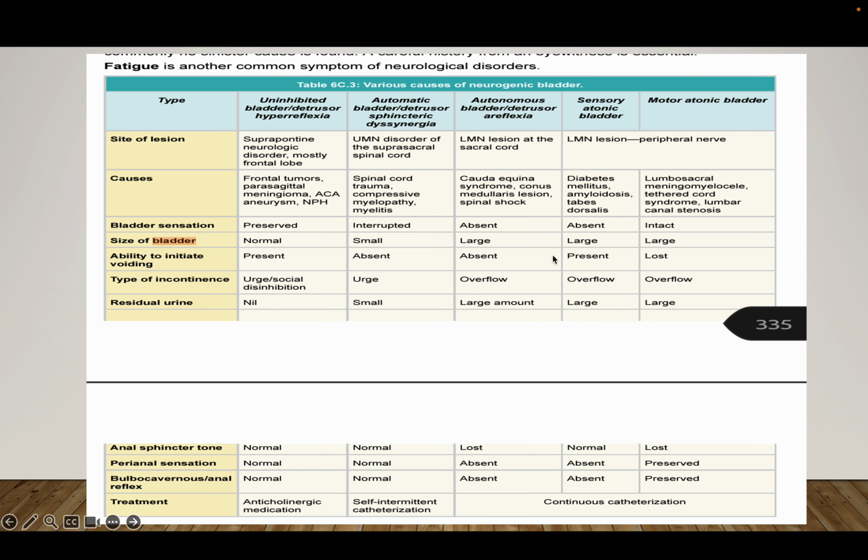In the case of sensory atonic bladder, they can initiate the voiding because the motor pathway is intact. But here the motor pathway is not intact, so they cannot initiate the voiding on their own. They also have overflow incontinence. Large fibers are involved, and anal sphincter tone is lost because it involves motor muscle fibers. It is lost in this case, whereas normal in the case of sensory atonic bladder. But perianal sensations and bulbocavernous reflexes are all normal in motor atonic bladder because it's more sensory dependent. In all cases of LMN bladder, continuous catheterization is what we advise.